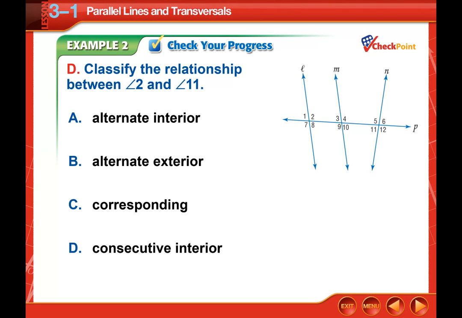Classify this relationship, angle 2 and angle 11. Now in this case, we can ignore what's happening with M. Okay, it's actually rather irrelevant. We see that they are to the interior of the lines. We see that one is above the transversal, one is below. So this is our alternate interior angles.